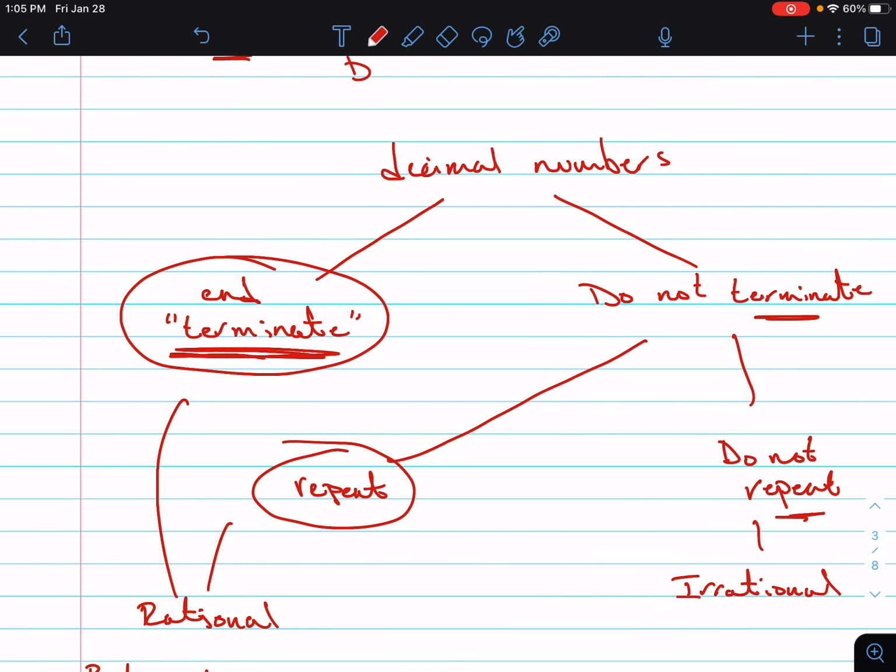Notice that we didn't care to mention terminating numbers and if they repeat or not. We don't care if terminating numbers repeat or not. Either way, they'll still be rational.